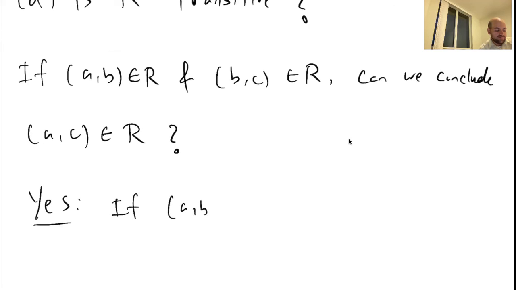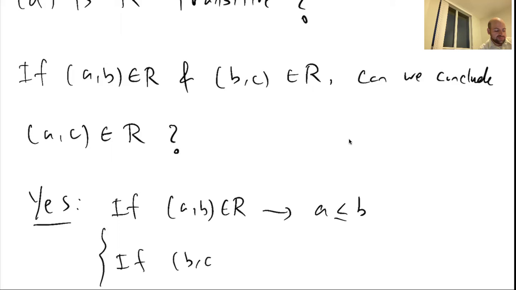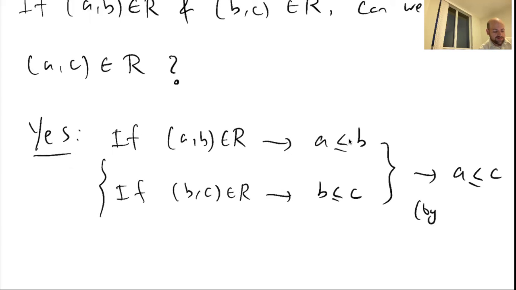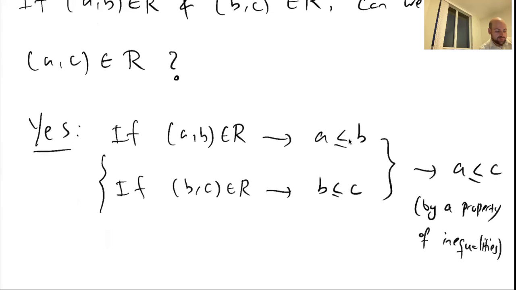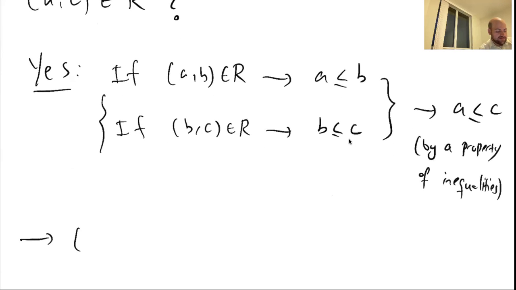If (A, B) is in R, then we can say that A is less than or equal to B. If (B, C) is in R, then we can say B is less than or equal to C. So these two together mean A is less than or equal to C, by a property of inequalities. And therefore we can say that (A, C) belongs to R.